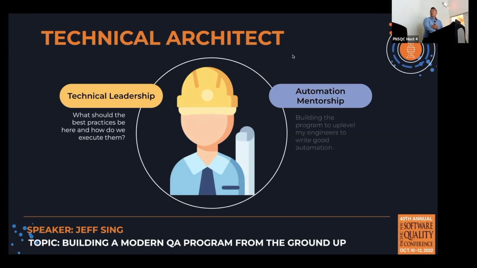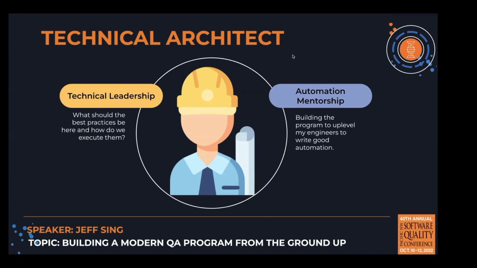Now, the automation mentorship side is building the program to up-level my engineers to write good automation. Contrary to popular belief, generally speaking, if you are the first QA engineer and you're spending a lot of time coding, you're probably not driving any of the other things that you need to do, right? When I first built the program, there were a few times where I was in code, writing some libraries, but eventually you'll either partner with automation engineers, hire them, or partner with developers to build it, right? Instead, the value you get oftentimes isn't coding, but is mentoring people to code, right?